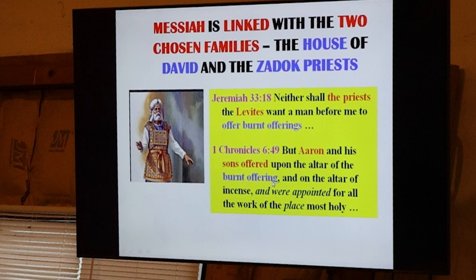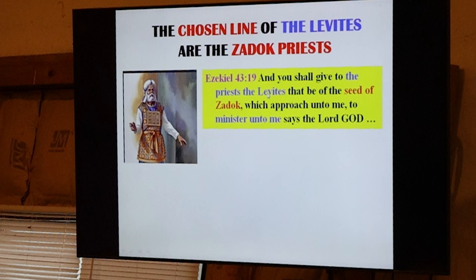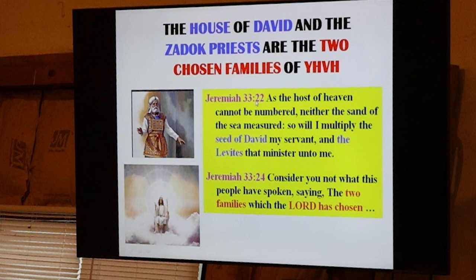And then it goes on to say, so this phraseology about the priests, the Levites, which is a reference to Aaron and his sons, is a phraseology in Ezekiel 43:19: the priests, the Levites, that be of the seed of Zadok, they will approach to minister unto me. So now in Jeremiah chapter 33, he says, I will multiply the seed of David and the Levites that minister to me, the two families which I've chosen. Which two families has the Lord chosen? The seed of David and the Levites. He's chosen the house of David to bring the King Messiah. He's chosen through the priesthood, the Zadok priests. He's chosen these two families.